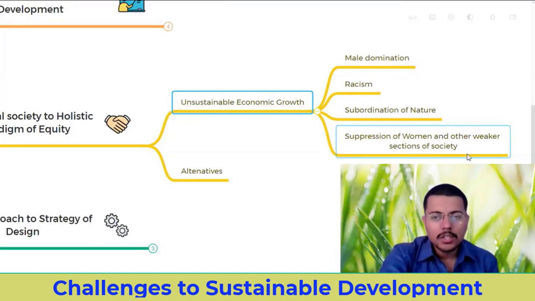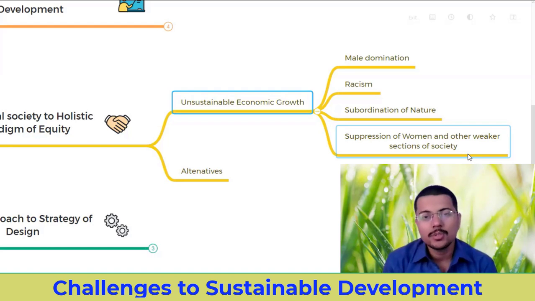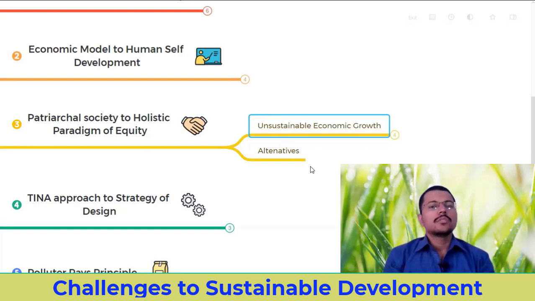Those people who are not economically well, those people who do not have the resources, are just neglected and are not taken into consideration in growth or their development. We need to find a solution to have the paradigm of equity.